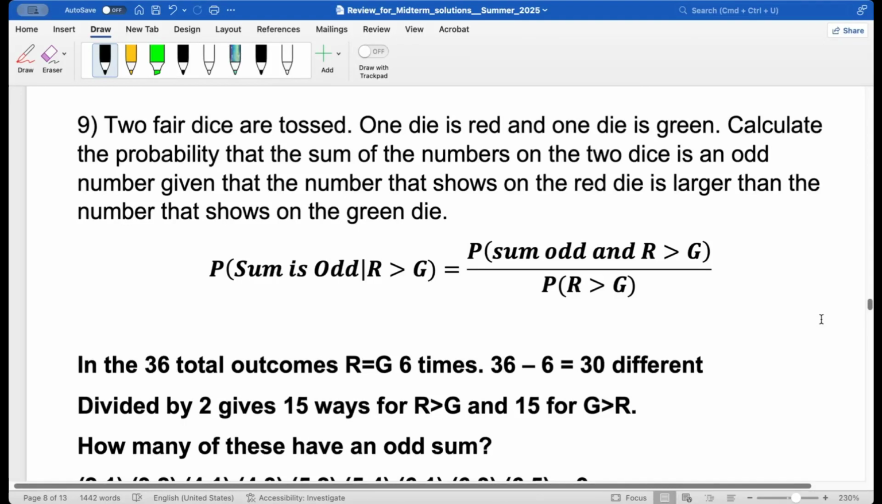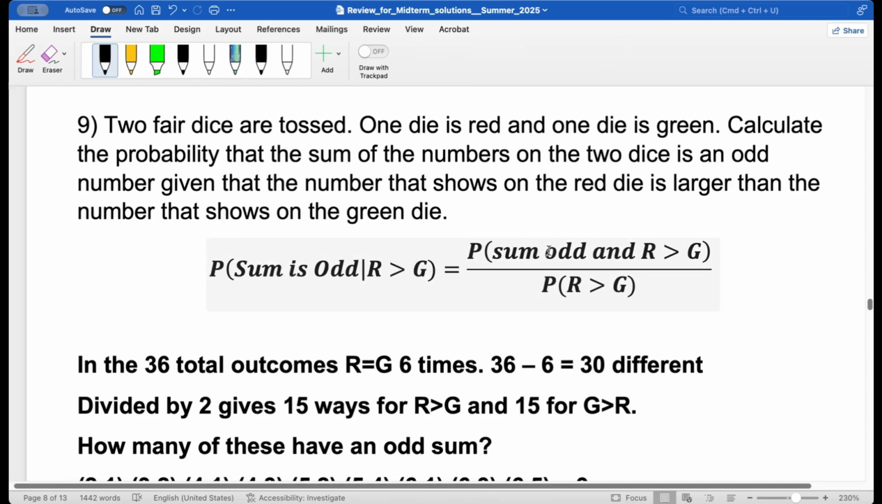Okay, this is midterm review part 3, number 9. Two fair dice are tossed, one is red, one is green. Calculate the probability the sum of the numbers is odd given that the red die value is larger than the green. So we have the probability the sum is odd given that we know the red die's value is bigger than the green. So conditional probability, it's the probability of the intersection divided by the probability of the given.